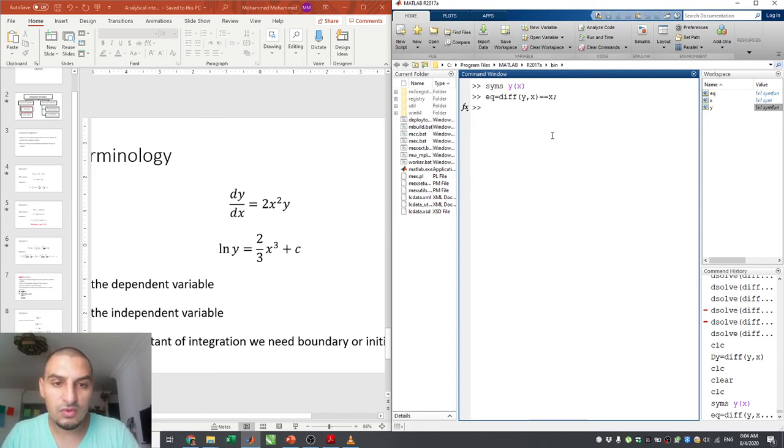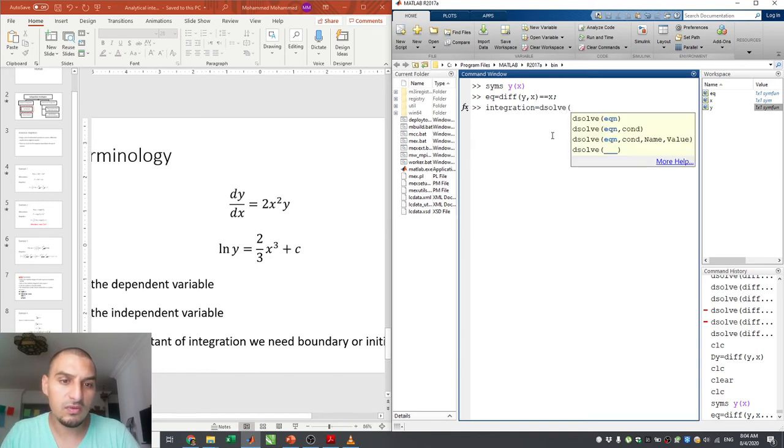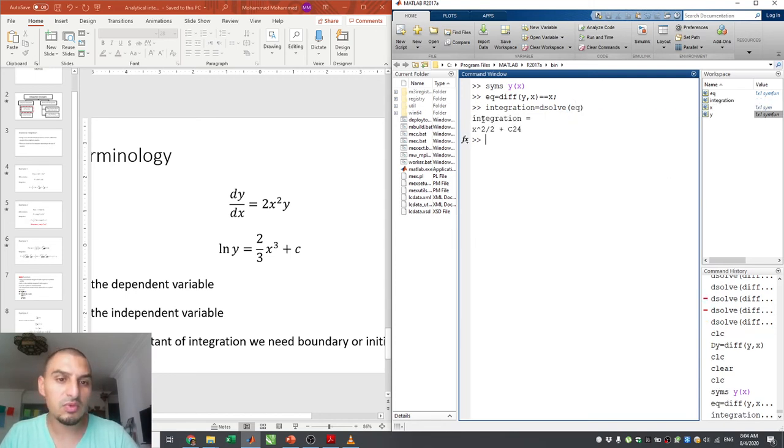And now to get the integration, it's gonna be dsolve, and the dsolve will require an equation which is this, and the condition is optional, so you can put it without the conditions, and you will see it's giving you a symbol or a constant here. So this is the first thing.